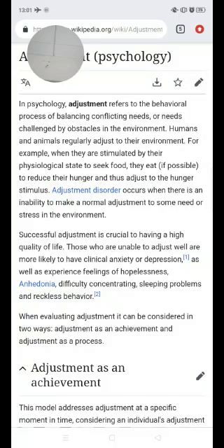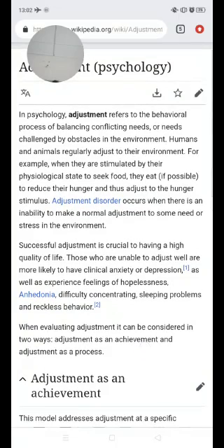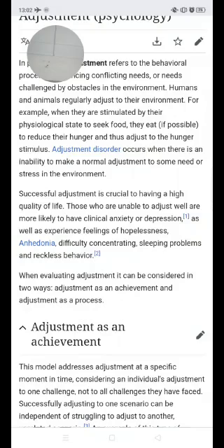The second one is adjustment as a process. Sometimes what happens, like let me take example of myself. I am in the school and we have a management and we need to follow a process in the school. So everything is already managed by the management and we all teachers need to follow that process. So that is called adjustment as a process.